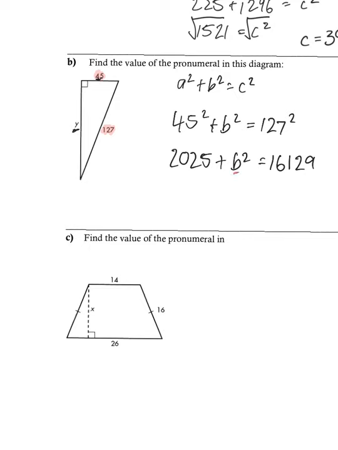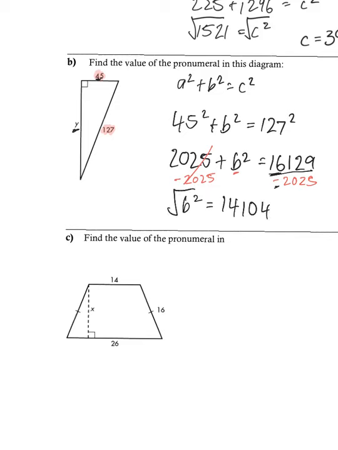Okay. What I've got to do now, remember this is going back to algebra, guys, or linear equations. To get this b by itself, what I've got to do is minus this 2025 from both sides. Okay. And that'll just leave us with b squared equals, and on my calculator, I'm just going to do this value here minus the value below it. So the 16,129 minus that 2,025. Okay. And I get that value as 14,104.